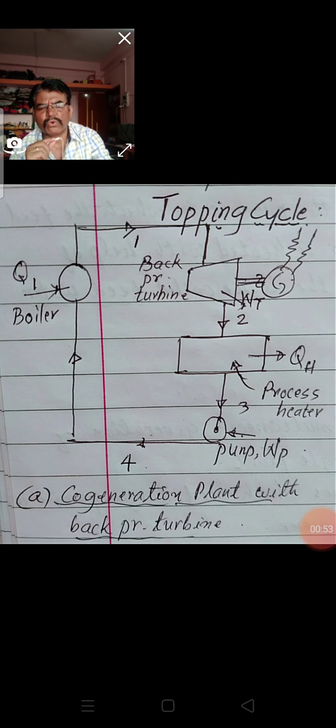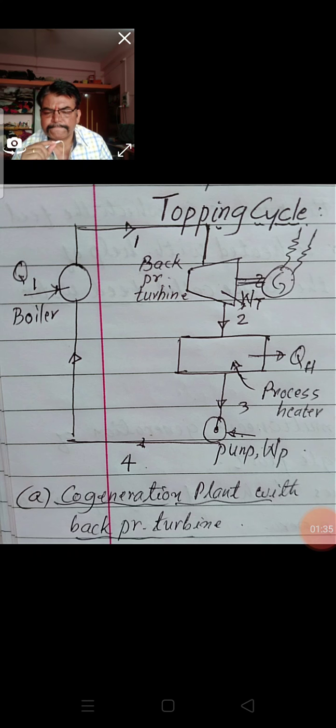First we will see what the topping cycle is. In this diagram of the topping cycle, you can see the cogeneration plant with back pressure turbine on the right. The main equipment consists of a boiler, the back pressure turbine, a process heater, and then a pump. These are the four main equipments included in the generation plant with the back pressure turbine.